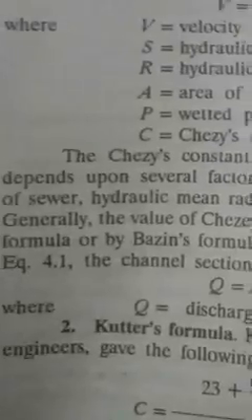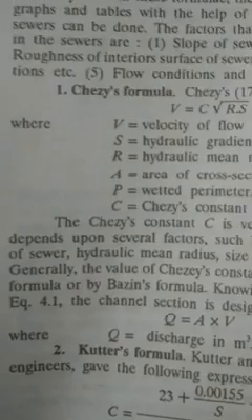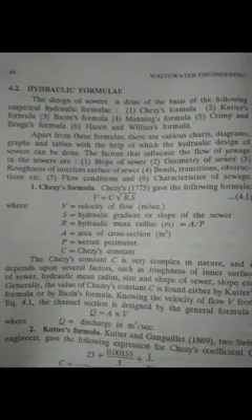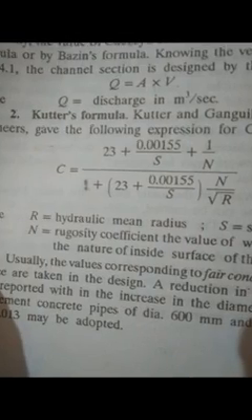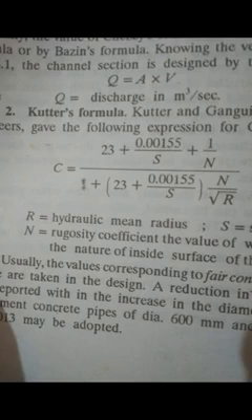Next is Kutter's formula. Kutter's formula is C is equal to 23 plus 0.00155 divided by S plus 1 divided by N. What is S? S you can take directly as the slope, and N is a coefficient. Don't take N as a slope. Whatever constants you studied previously, leave them, but here whatever I say, keep remembering the same constants. S refers to slope, N refers to coefficient.